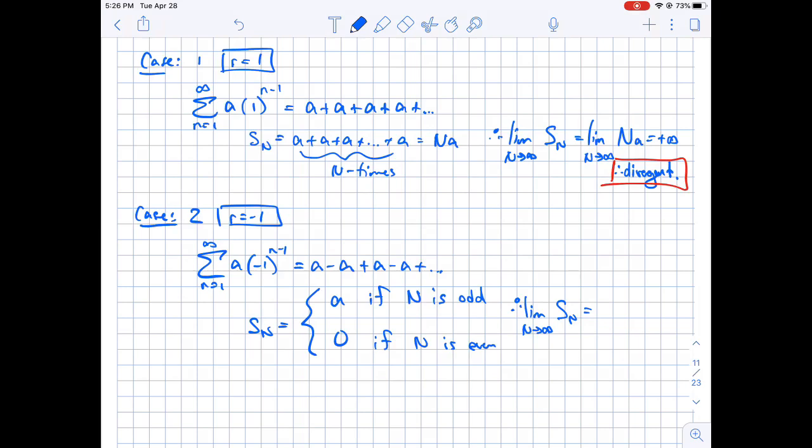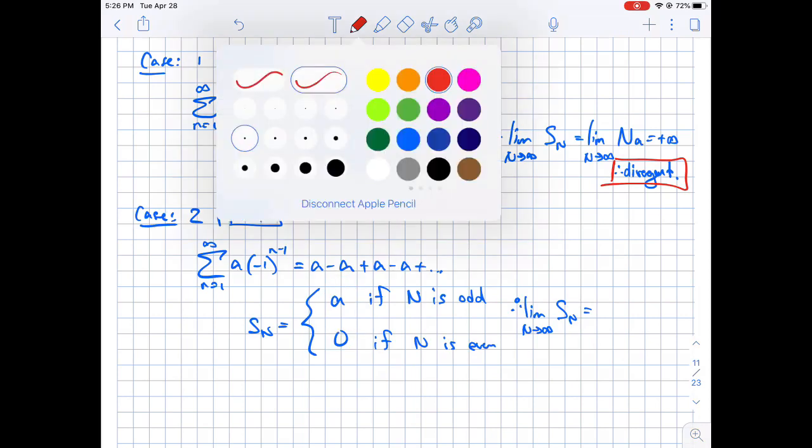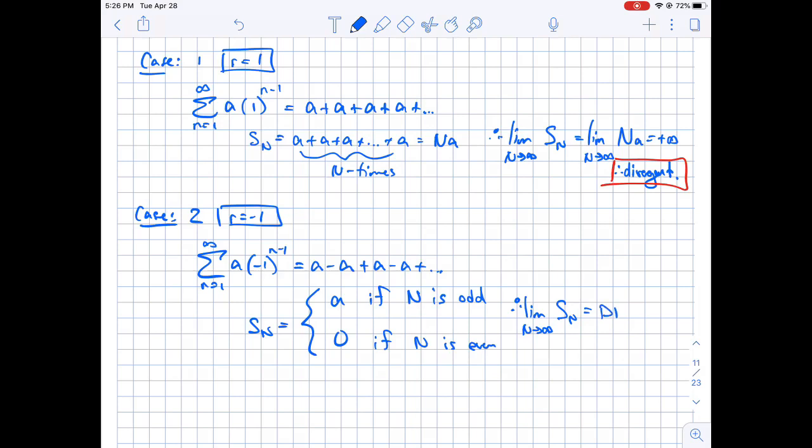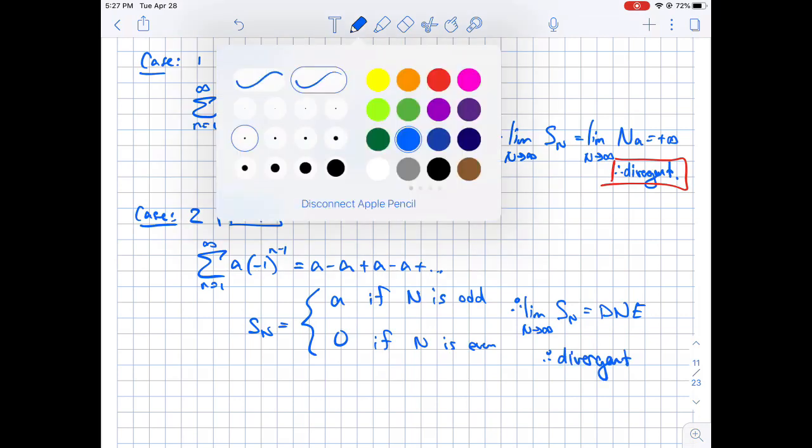Well, it's going to keep bouncing around. It's going to keep bouncing around back and forth between 0 and a as n goes from being an even number to an odd number to an even number to an odd number. And so really, this limit is just going to be one that does not exist. Okay, it does not approach any one single number. It continues to bounce back and forth between the two values 0 and a. So that means also, again, that our series is going to be divergent.